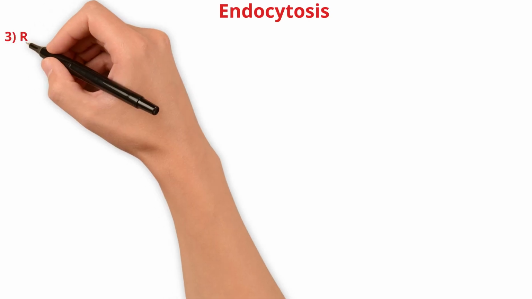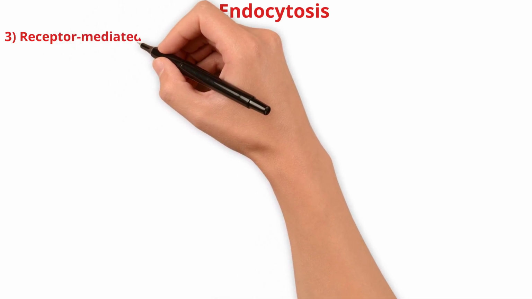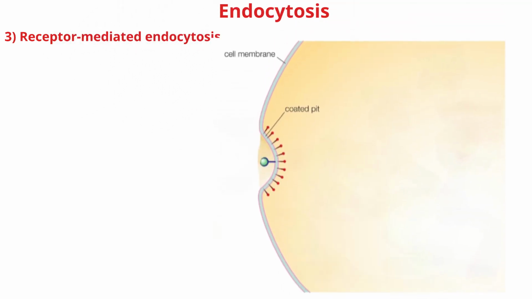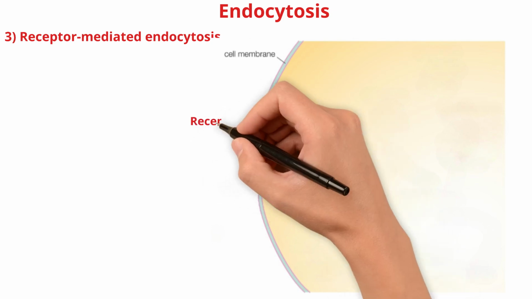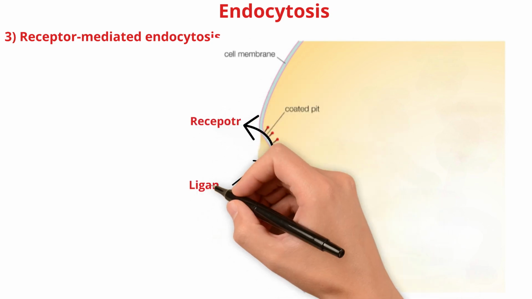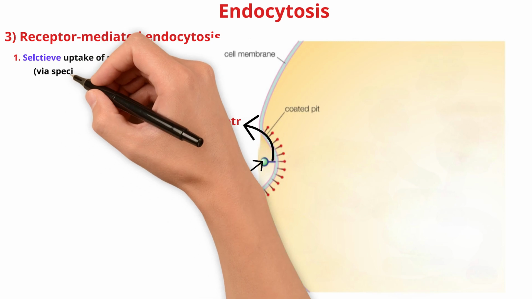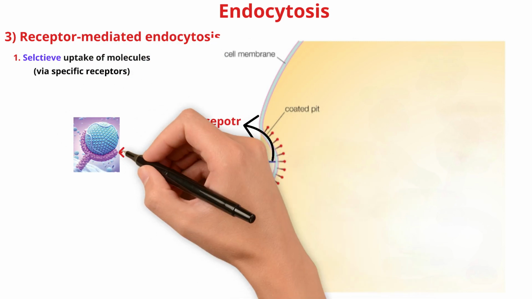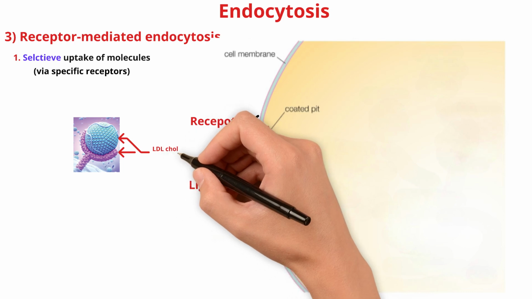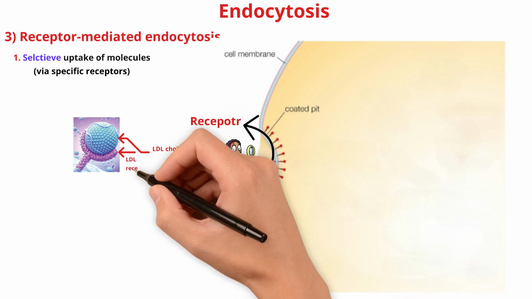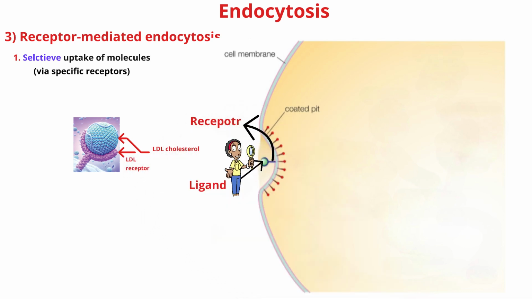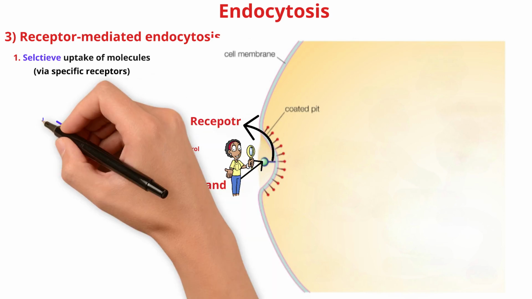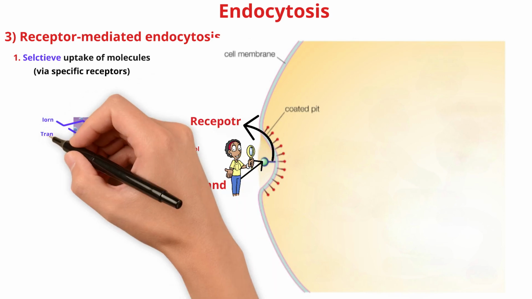A more selective type of endocytosis is called receptor-mediated endocytosis. In this process, cells use specific receptors on their surface to capture and internalize molecules or ligands. One example of molecules that use this method of cellular transport is low-density lipoprotein cholesterol, which is transported to cells via specific receptors called LDL receptors. Another example is the transport of iron into the cells via the transferrin receptors.